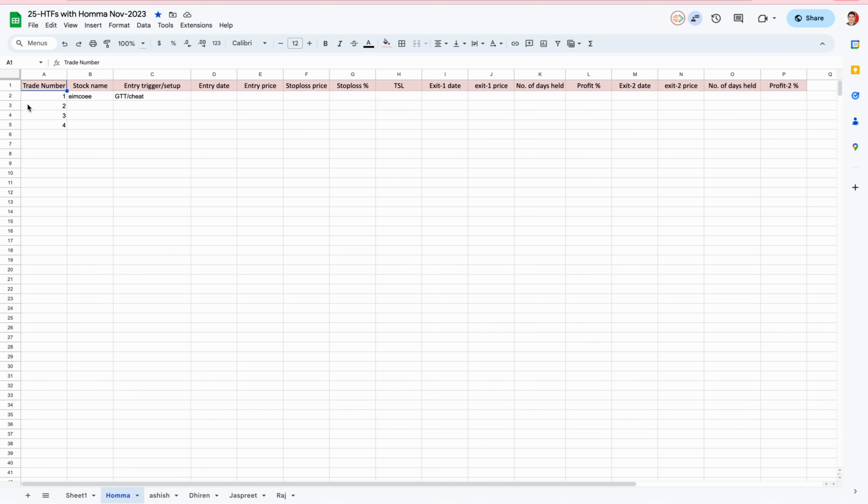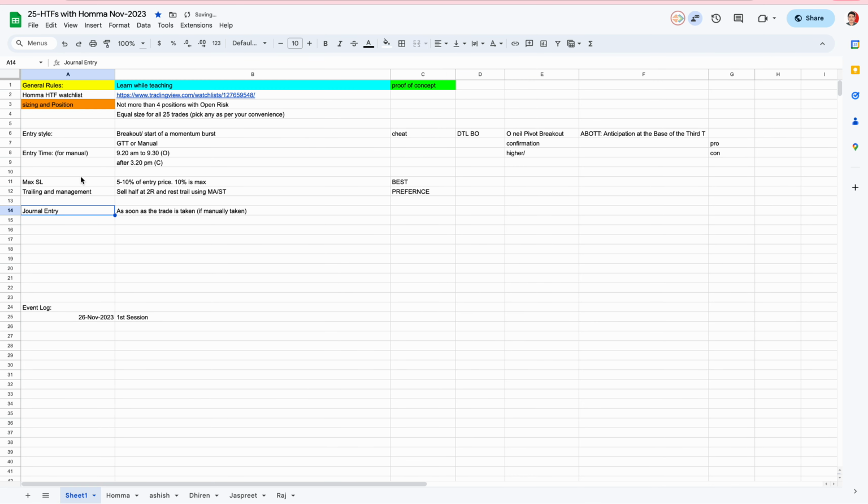So this is the simplest journal, columns A B C D E F G. This is the trade number, and at some point you will have the number 25 trade here. Then stock name, entry trigger, right? Entry trigger and setup. So here how we do it is you first say GTT or manual. Okay, so it will be GTT or manual. Then you say when it triggered. So it will be morning or O or C, open or close. Okay, so this is how we do it.